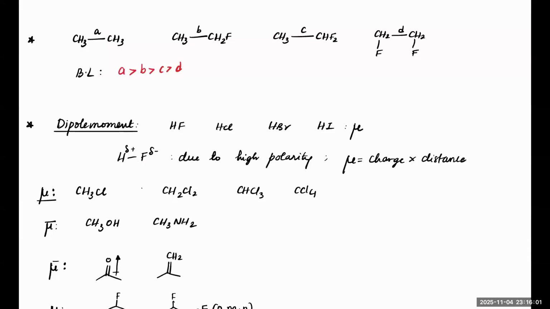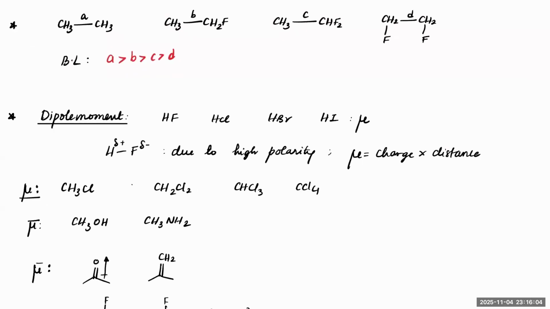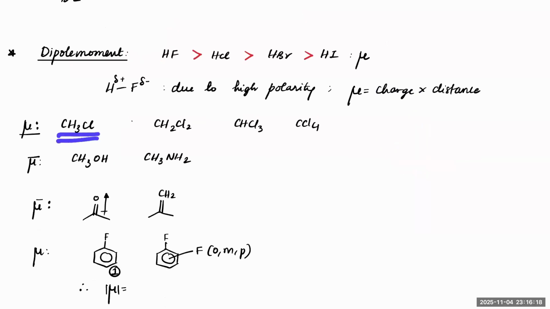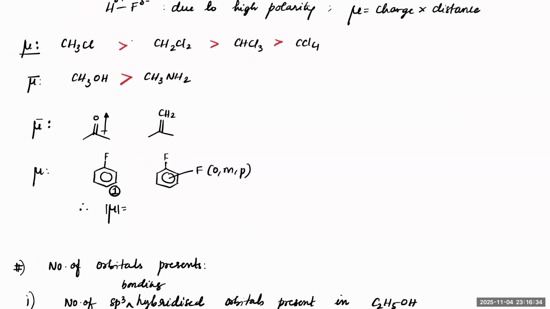When it comes to dipole moment, you know that HF will have more dipole than HCl, HBr, and HI. HF has extremely high polarity. Even though its distance factor is not dominant, the charge is a very dominant factor. But when it comes to CH3Cl, it is slightly changed. In this case, a single chloride will have more dipole moment than multiple chlorides. If you have CH3OH and CH3NH2, then CH3OH will have more dipole moment. And if you compare the ketonic form and the alkene, obviously the ketonic form will have more dipole moment.